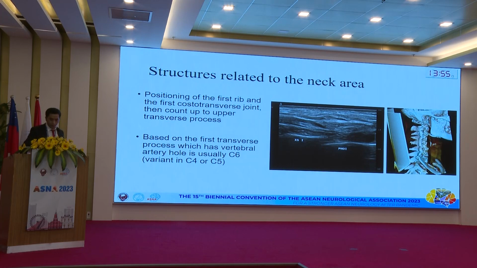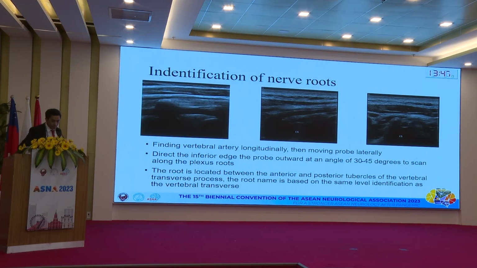We also base it on the first transverse process which has a vertebral artery hole, usually C6. We can see here this is the vertebral artery, and this is the vertebral artery, and you see the nerve here. It passes through the first, usually the C6 transverse process, but sometimes it can be C5 or C4.